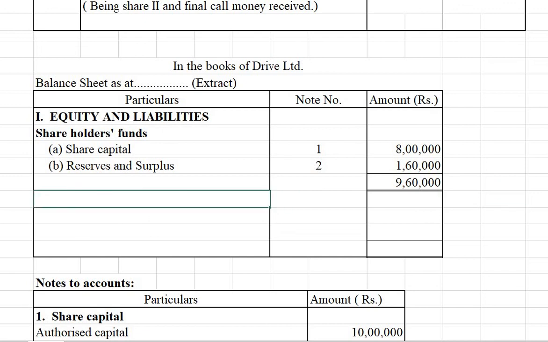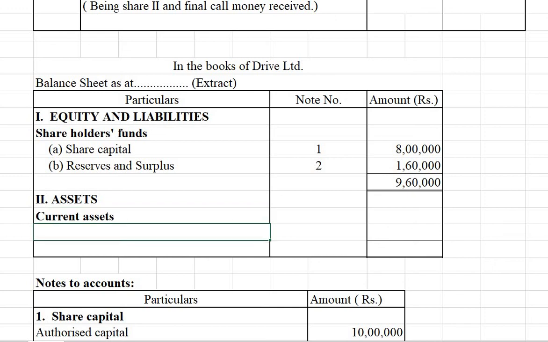Now the asset side. What is the first heading here? That means point 1 equity and liabilities, point 2 assets. Then in that we can write non-current assets first, then current assets. Here non-current assets are not given in the question, so we will write the current assets here. In current assets there are various bifurcations: cash in hand, cash at bank, then various items are there, even trade investment is there. So out of that we have here cash and cash equivalent, that we have to write first.